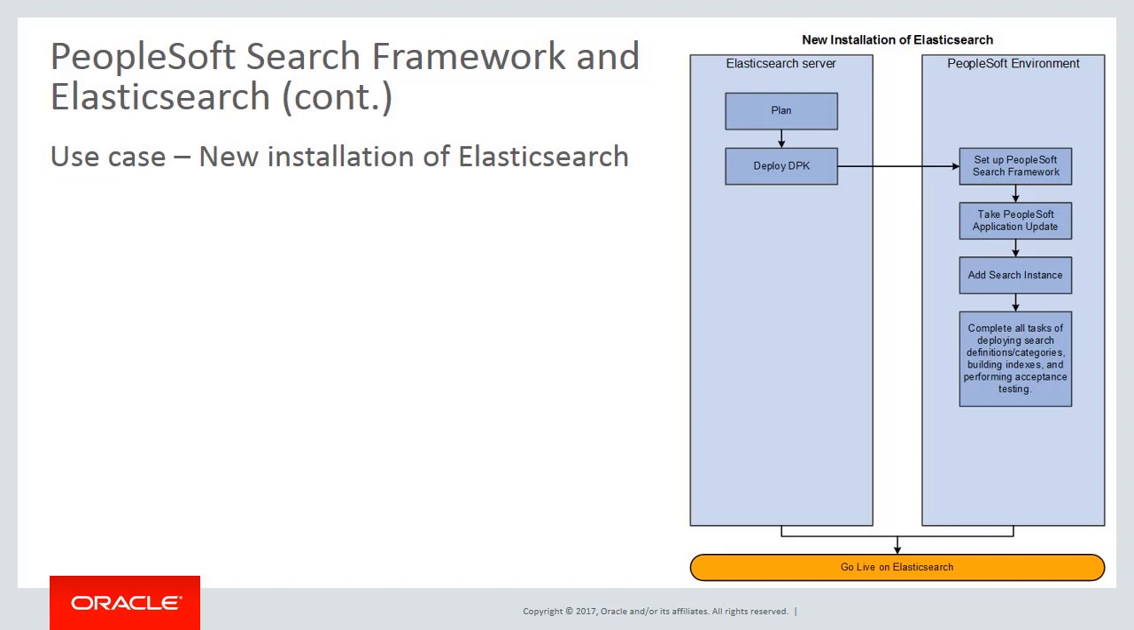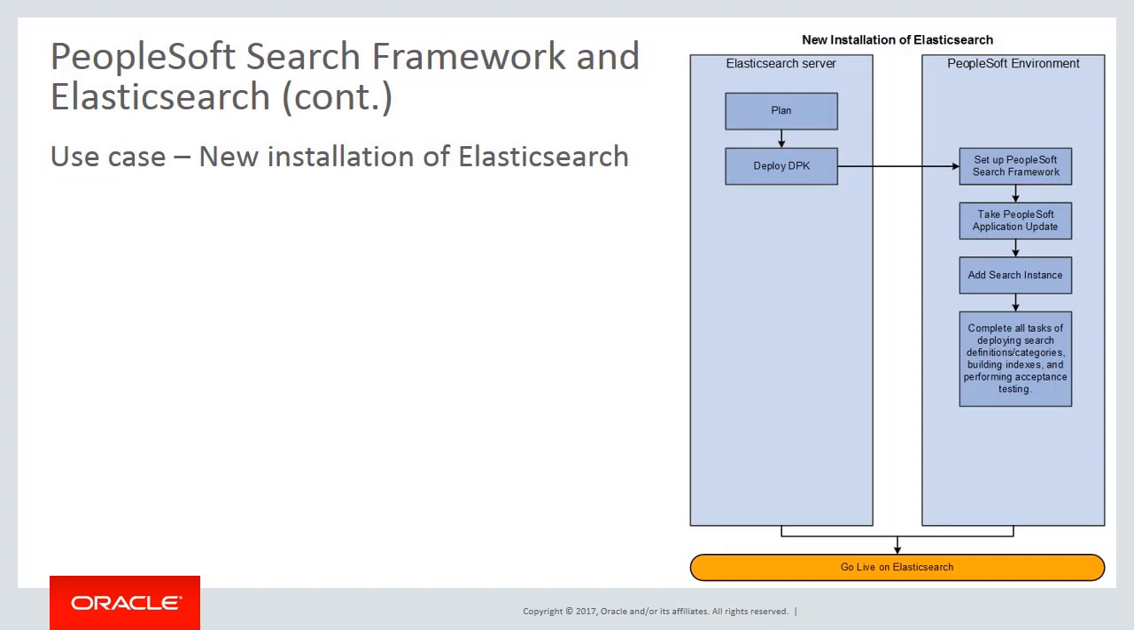On the Elasticsearch server, you need to perform the following steps. Plan. Estimate resource requirements and review settings needed for the host on which you install Elasticsearch. Refer to the PeopleSoft deployment packages for Elasticsearch installation document on My Oracle Support, doc ID 2205540.2. Deploy DPK. Deploy Elasticsearch DPK and run the configuration script on a Microsoft Windows or Linux host.